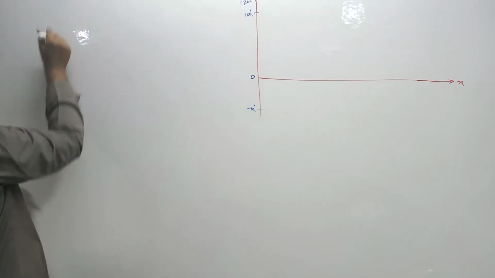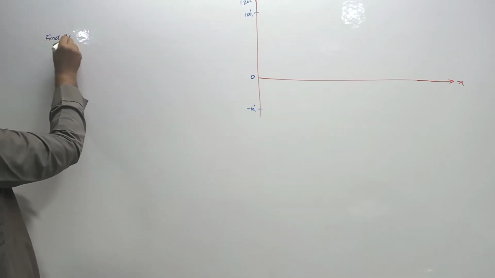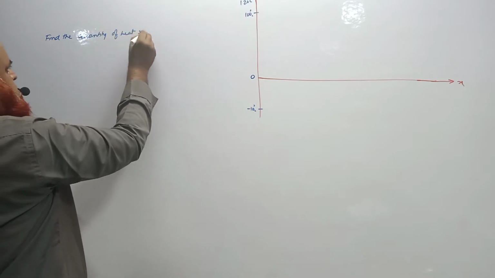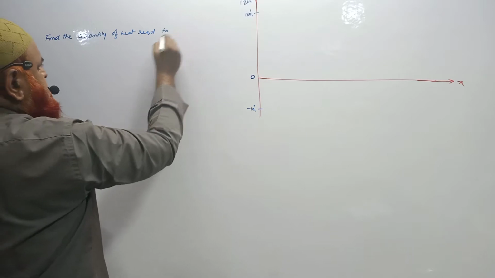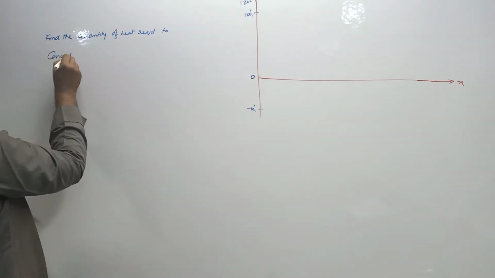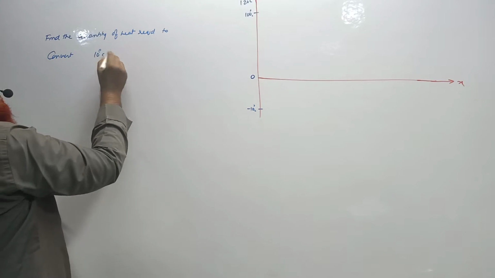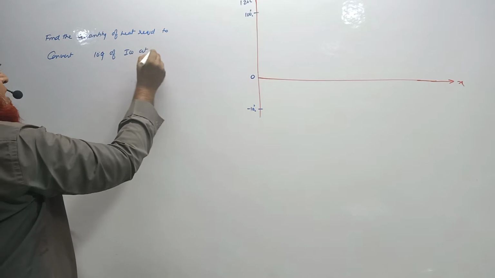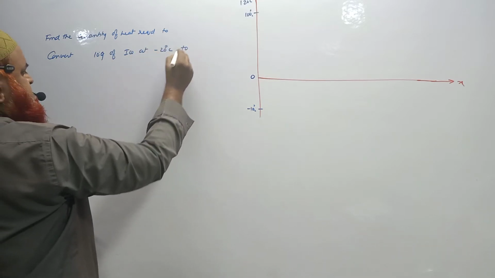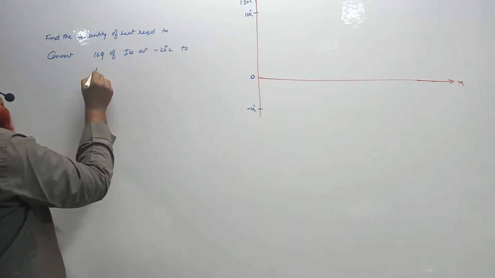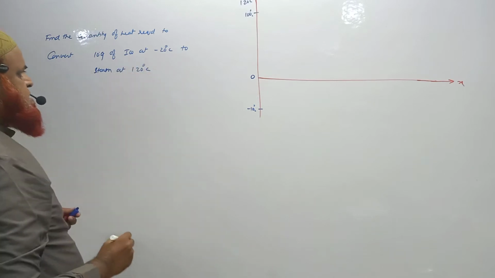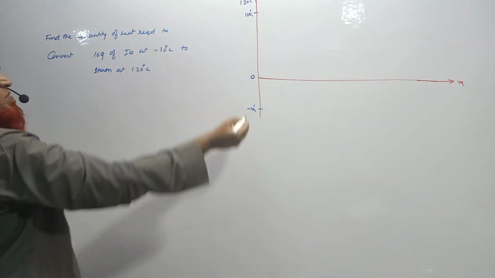Find here, find the quantity of heat required to convert 10 grams of ice at minus 20 degrees Celsius to steam at 120 degrees Celsius. Or you can take minus 10 here, doesn't matter. Minus 10, minus what it may be.